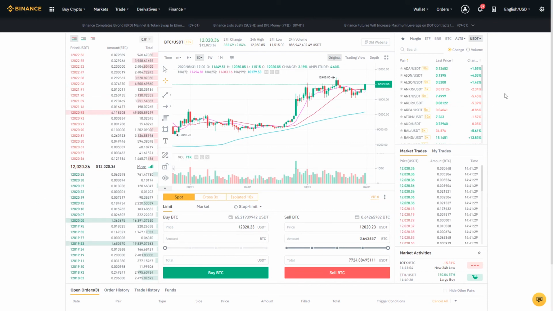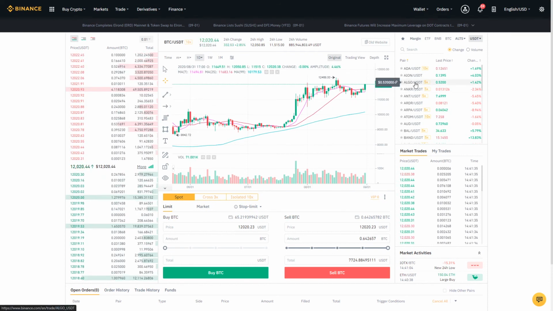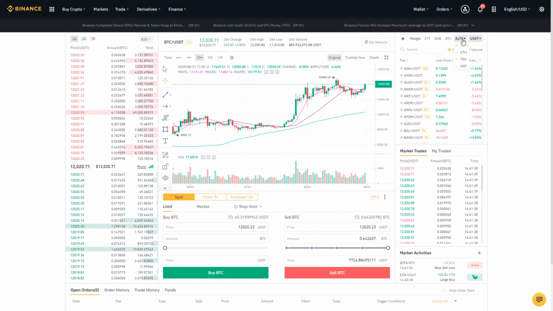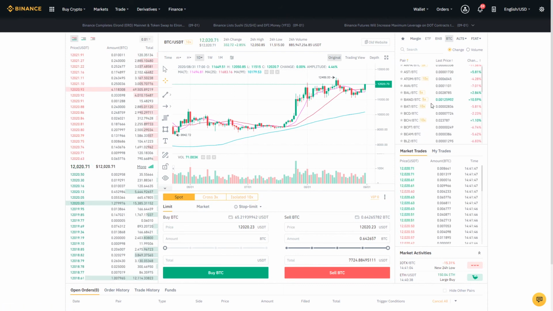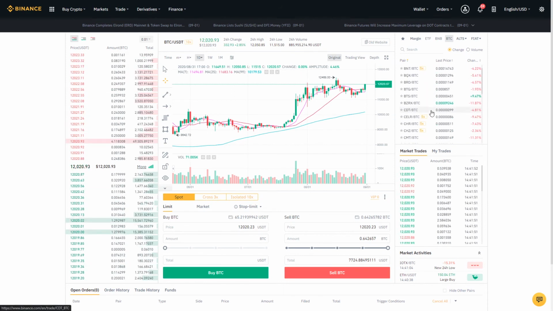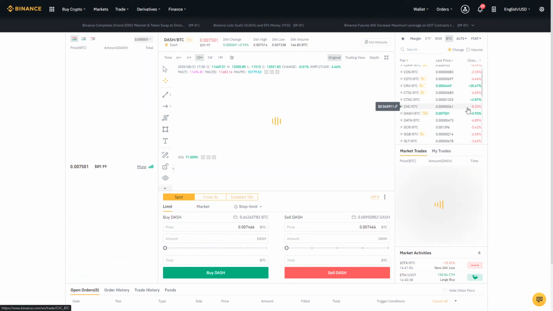Okay, so now that we've seen a little bit about Bitcoin USDT, we can also look at other trading pairs that are available on the exchange. Besides USDT trading pairs, there are other trading pairs that we can see as well. For example, Bitcoin. So if you want to trade between an altcoin and Bitcoin, you could do that using Bitcoin as a quote currency. Let's go ahead and look at the Dash BTC trading pair.